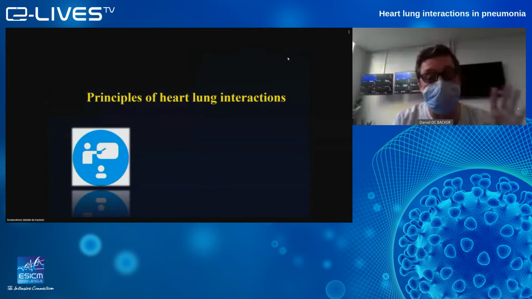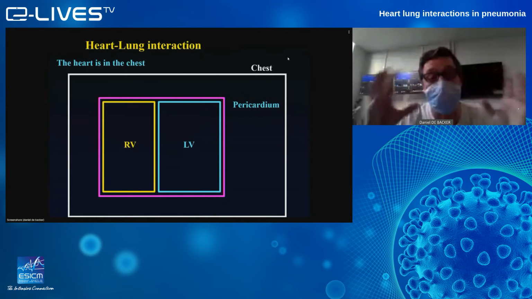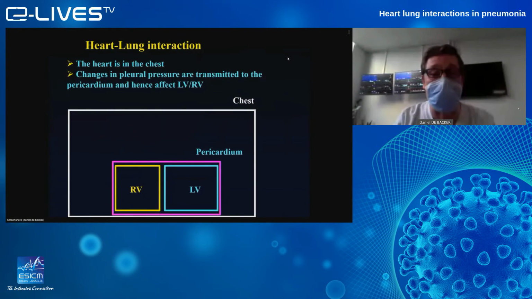So the basic principle we need to look at is the fact that indeed the heart is in the chest, and there is also a very specific relationship between the right heart and the left heart because both are joined into the pericardium. And the changes in pleural pressure that will be induced by the mechanical ventilation will be transmitted to the pericardium and hence affect both the left heart and the right heart.